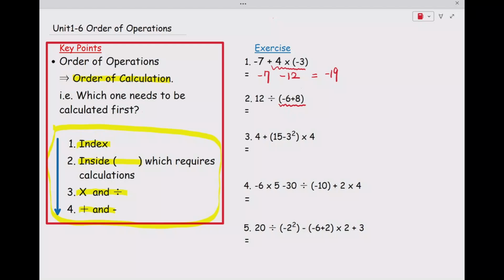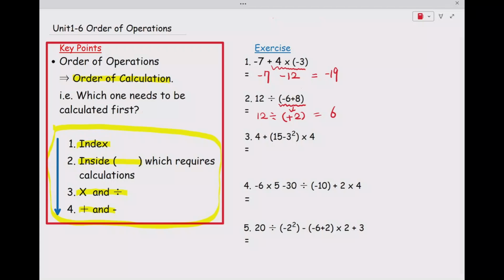So, if you calculate the contents of the brackets, it is -6 plus 8, which is +2. And go back to the original equation. The equation became 12 divided by bracket +2. If you calculate this, then you get 6 as the answer.